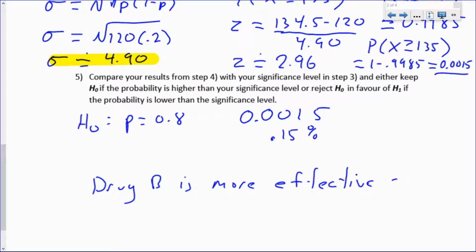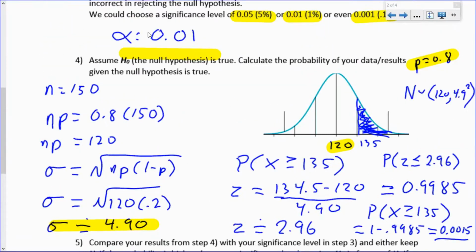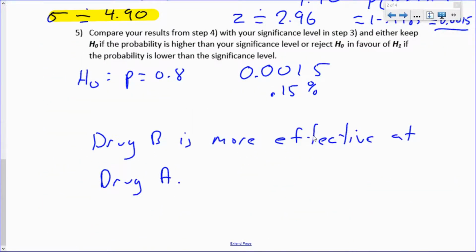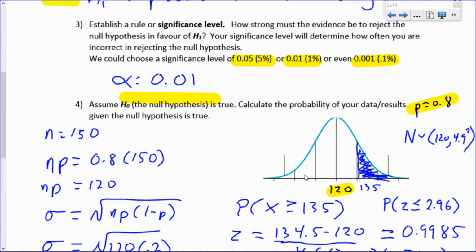We decided, or I decided, that the significance level was going to be 0.01 or 1%, meaning we were going to be okay if this conclusion was wrong 1% of the time just by chance. As it turns out, we can be satisfied that this conclusion is true way more than 1%. We have a pretty good significance level here, 0.0015.